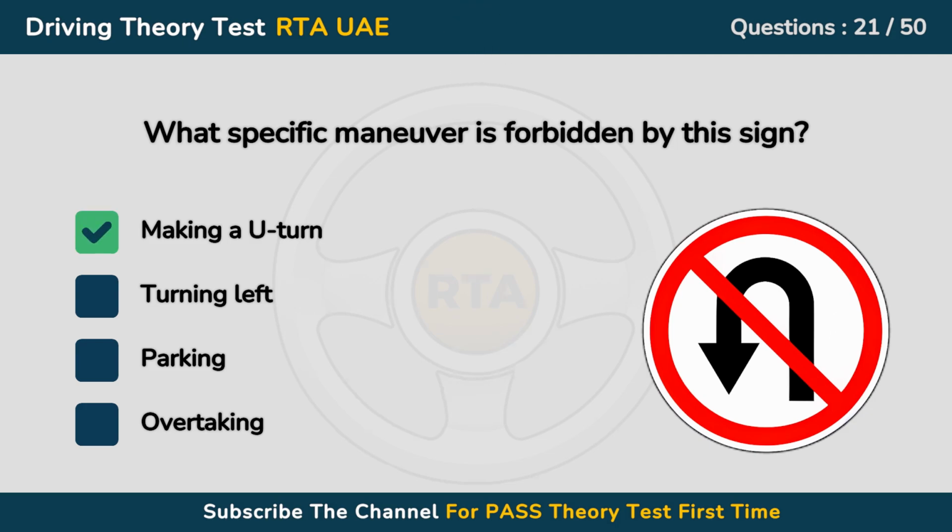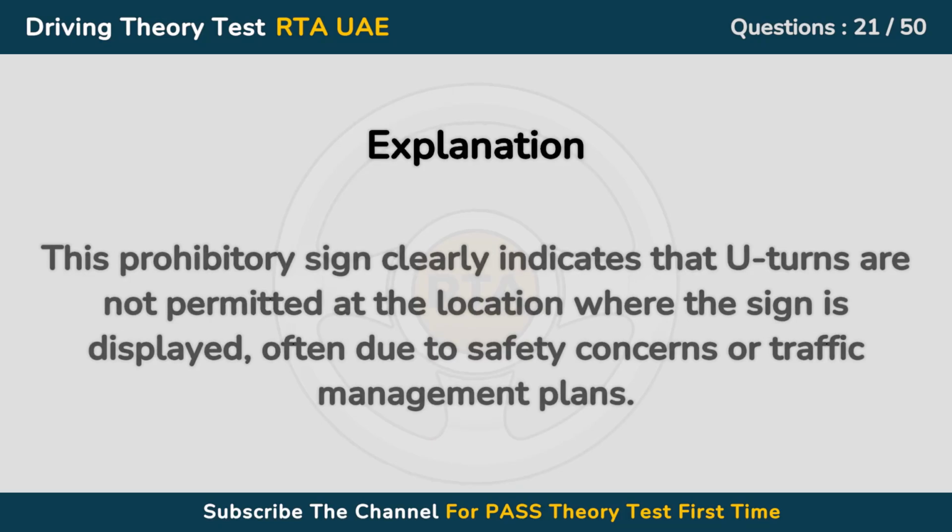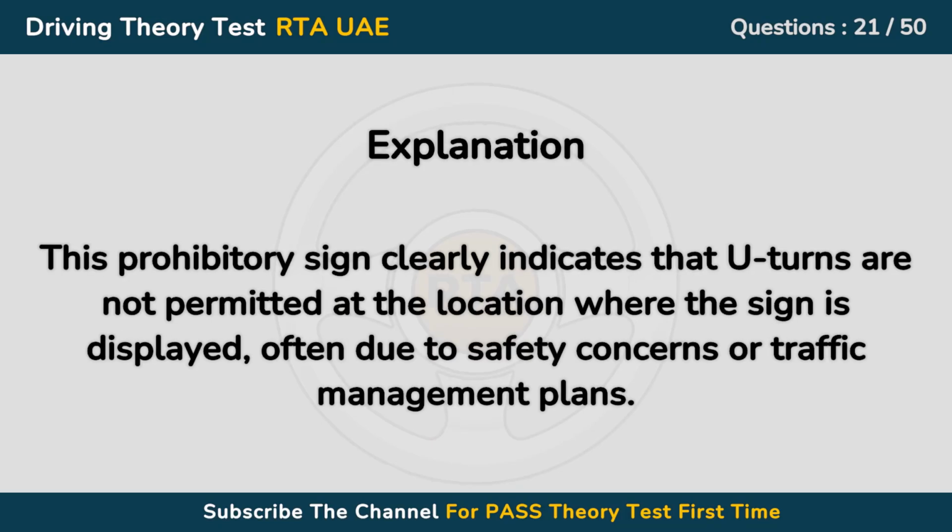Answer is A. Making a U-turn. This prohibitory sign clearly indicates that U-turns are not permitted at the location where the sign is displayed, often due to safety concerns or traffic management plans.